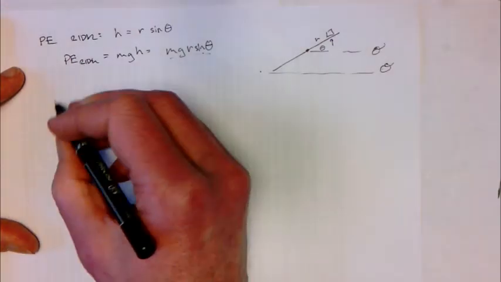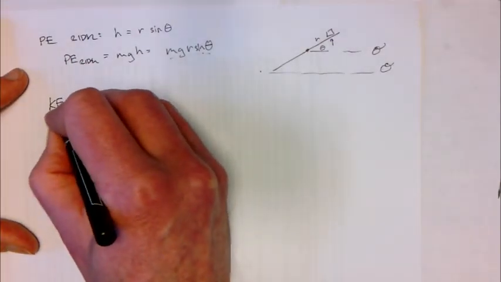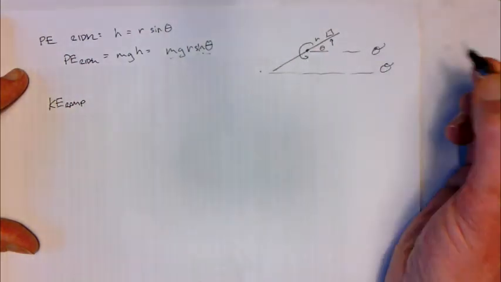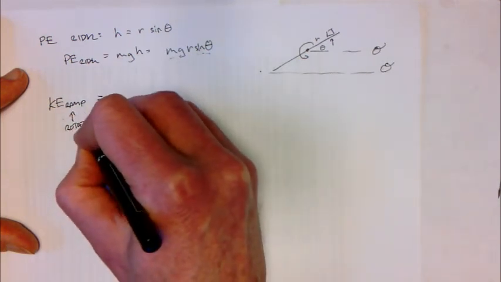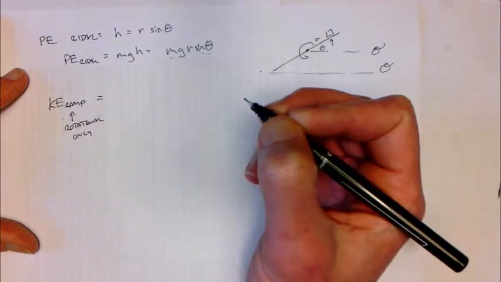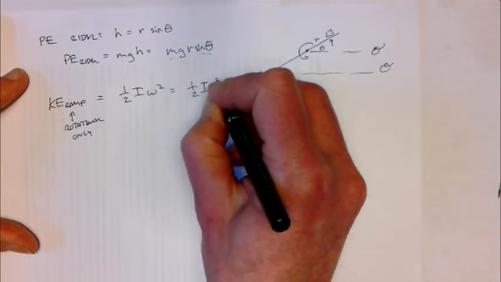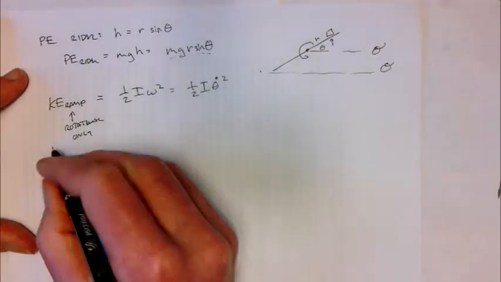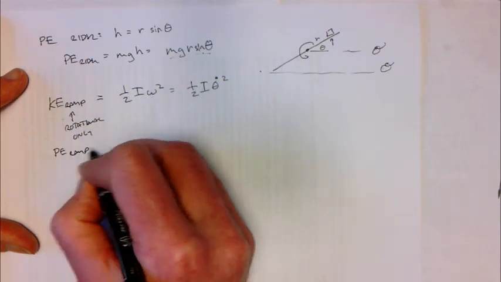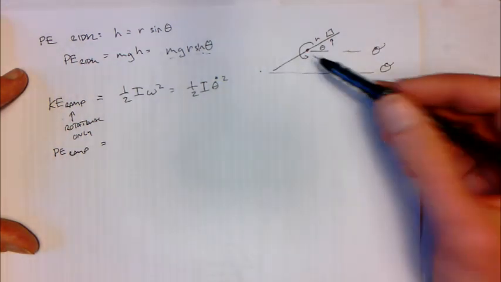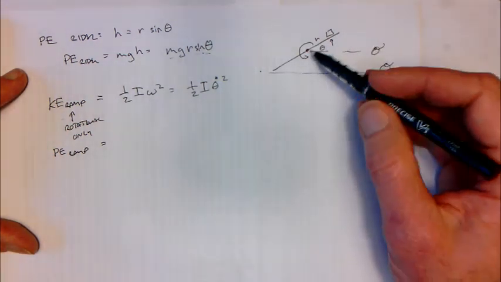If I think about the ramp, on the other hand, the kinetic energy of the ramp, well, the ramp is only rotating about this pivot. It's not moving, so the kinetic energy of the ramp is only going to have a rotational component. So the kinetic energy of the ramp will be 1/2 I times omega squared, or 1/2 I times theta dot squared. And finally, the potential energy of the ramp actually is not going to change. It's whatever it is.